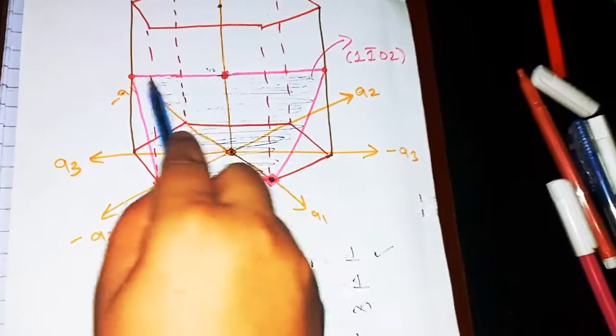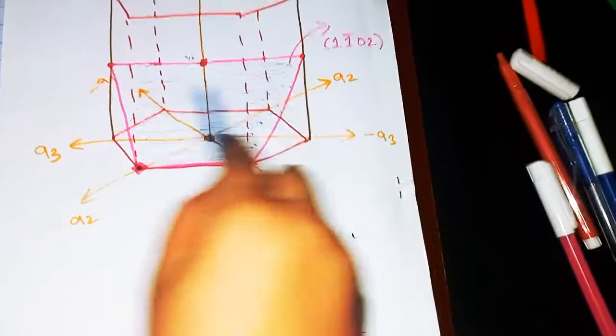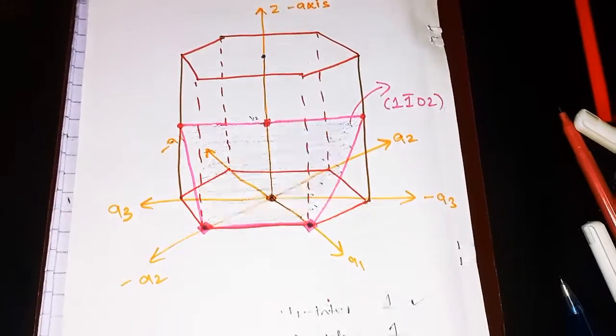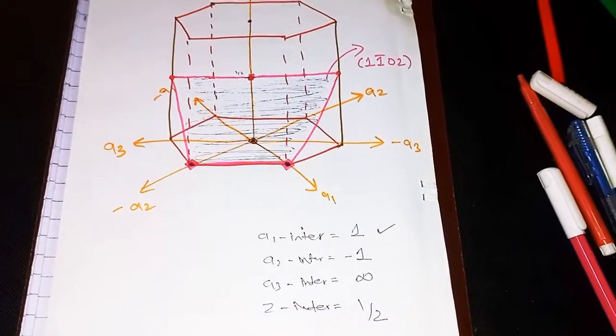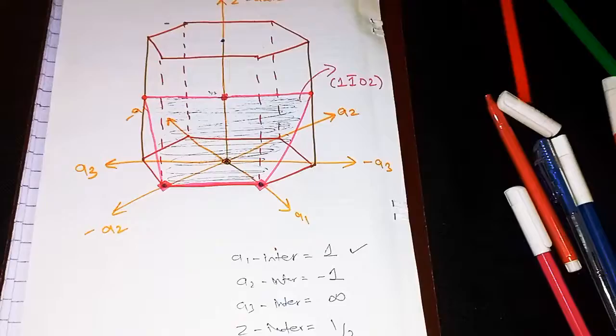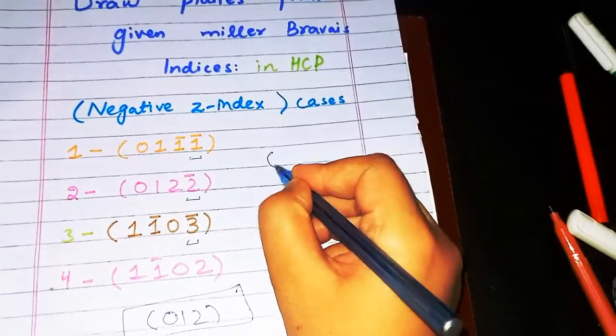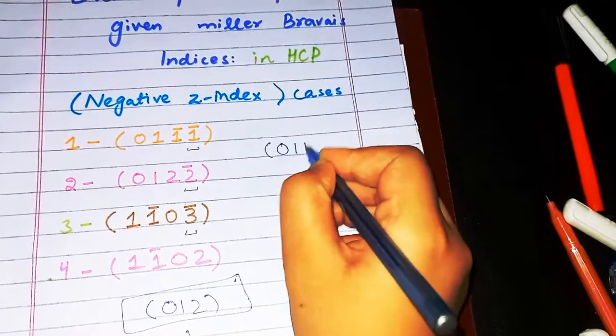You can see it was really simple. Just a bit of practice and you are good to go. Alright, so this was the last plane. Now let's see how we can deal with Miller indices if they are given, and how we can convert them into Miller-Bravais indices. Let's suppose that you are given Miller indices now, like 0, 1 and 1 bar.